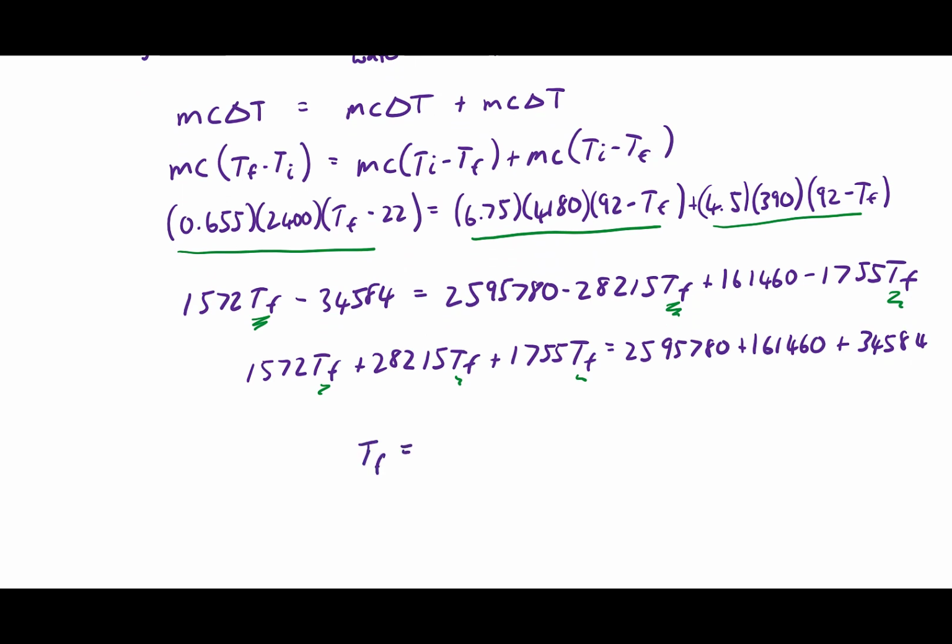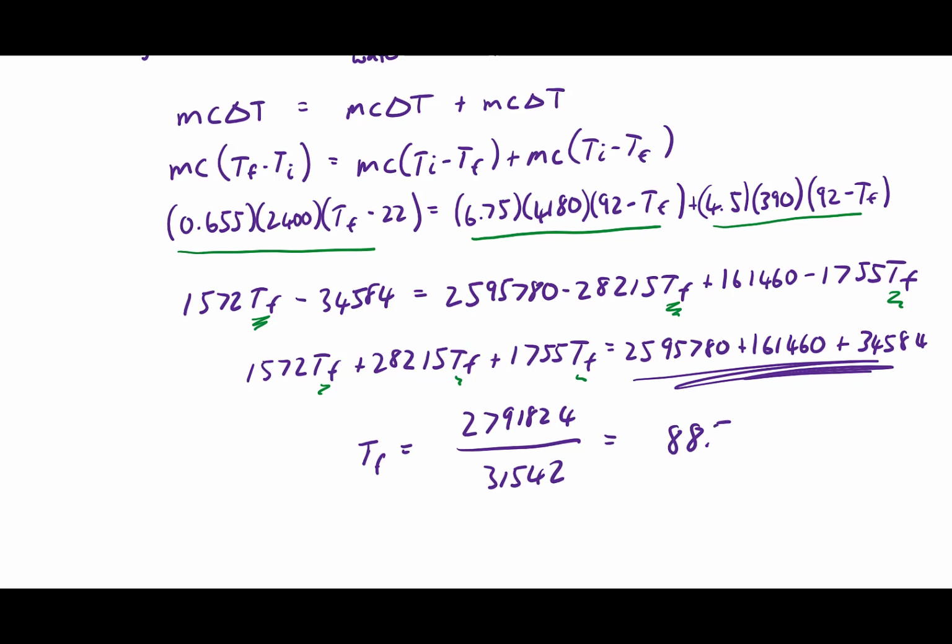So once I do that, that algebra stuff that we all love so much, what I end up getting is TF is equal to 2791824. So that is essentially what these three add up to, and I'm going to divide it by what ends up being 31542, and I get a number that is 88.5 degrees Celsius. Now the important thing is that's a number that's less than the starting temperature, which was 92, which means it has cooled down the radiator, which is what I wanted it to do, but it's not like a ridiculous number like 3 degrees or 4 degrees or anything like that. So I can be pretty confident that I'm in with the chance with this value.